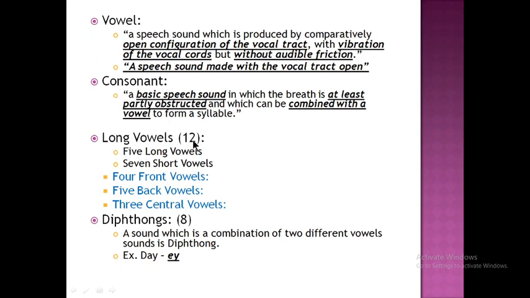With the help of the graph, we understood about the long vowels, which are 5 long vowels and 7 short vowels. These are categorized as 4 front vowels, 5 back vowels, and 3 central vowels. And the 8 are diphthongs. A sound which is a combination of two different vowel sounds is a diphthong.